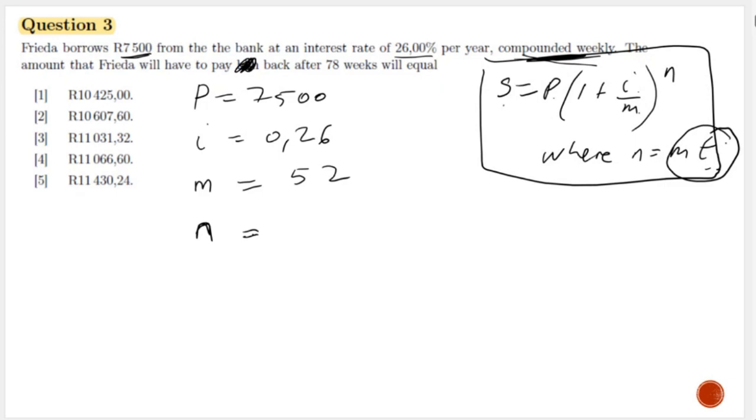All right, let us look at the question, guys. Remember, what is our N? Our N is the number of compounding periods multiplied by T, and it should be in the same units as our compounding period. This thing is compounding weekly, and in this case we are not given T, so we've got nothing to convert there. It's already been given to us. Our N has already been converted for us, and it is 78 weeks.